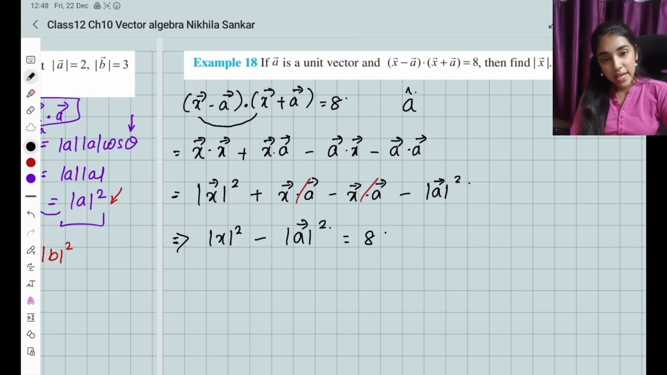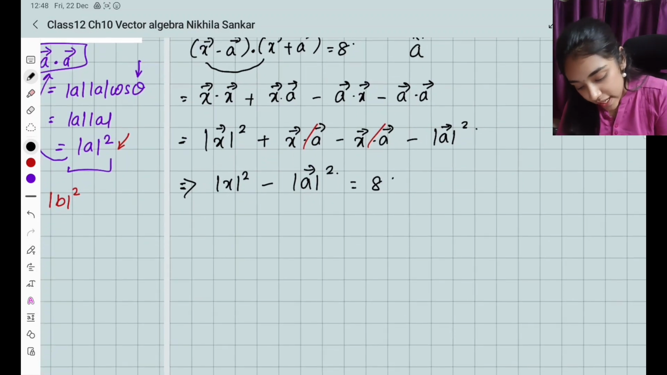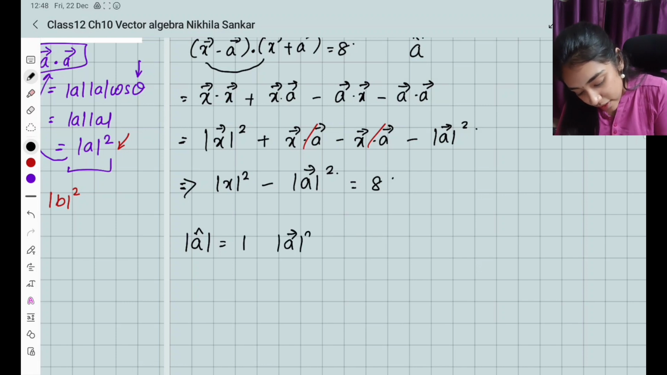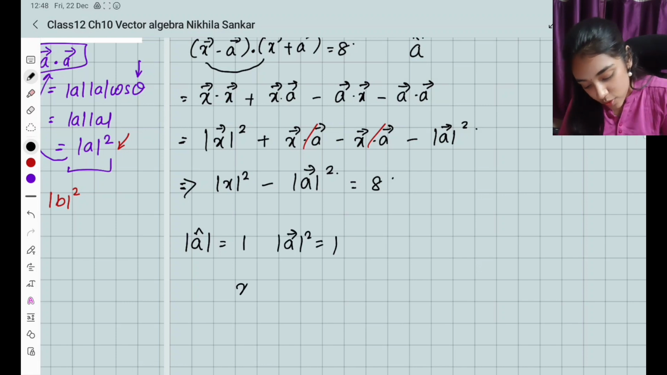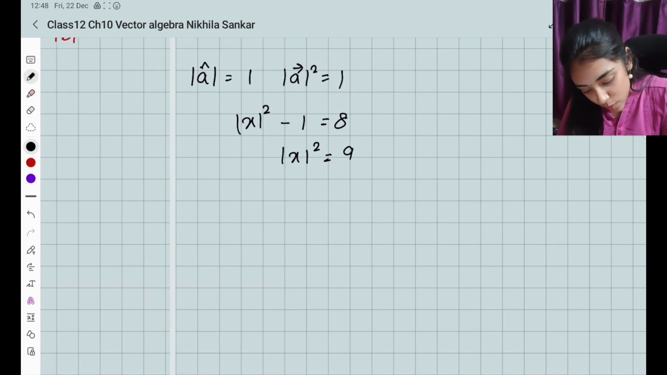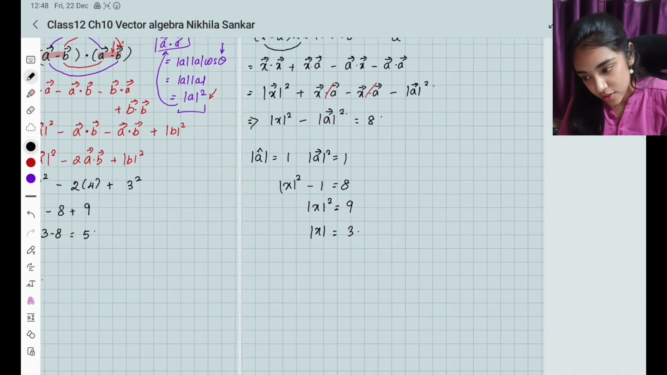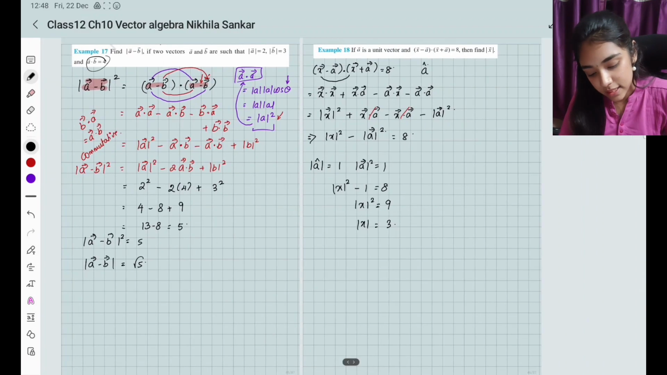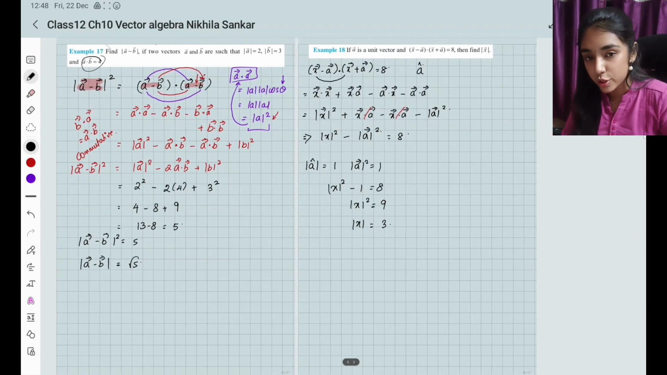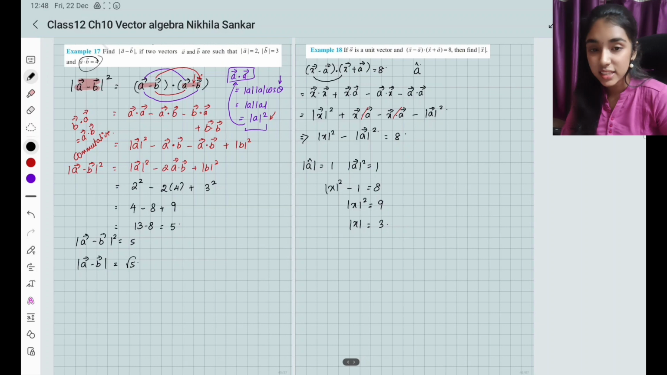If a is a unit vector, then mod a is going to be 1, correct? So if a is a unit vector, the mod value of a is going to be 1, which means a vector the whole square is also going to be 1. So I have mod x the whole square minus 1 equals 8. So I have mod x the whole square equals 8 plus 1 which is 9. So I have mod x equals 3. Okay. So this is going to be the answer. Please copy. Since this is the magnitude, this is not going to be negative. So it is plus 3, because it is a distance.